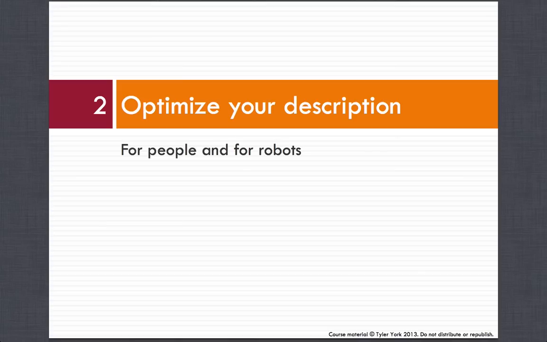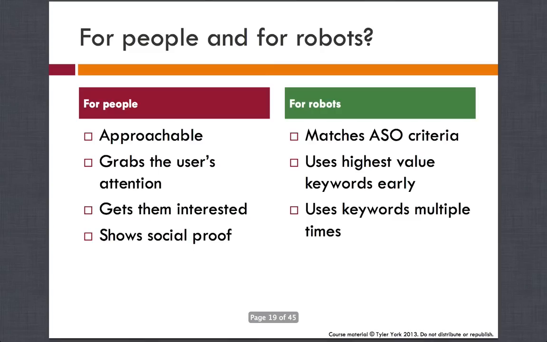Optimize your description for people and for robots. What do you mean for people and for robots, you might ask? When I say optimizing your App Store description for people, I mean that it's approachable, it's not written like it's clearly keyword mining, it grabs the user's attention and gets them interested immediately, and it shows social proof. Whether that's through PR or we were featured, a lot of apps like to throw that in there, or 5-star user reviews, just showing people that it's a great app and doing so on their terms, in terms that they believe.